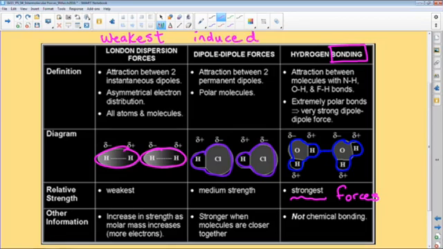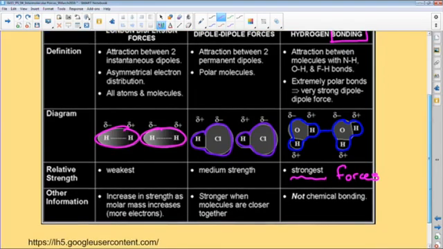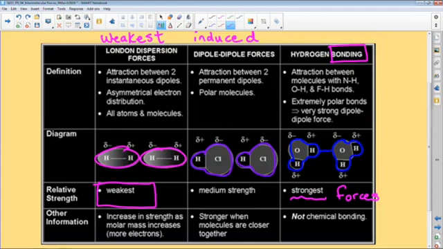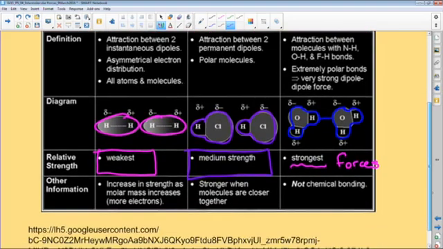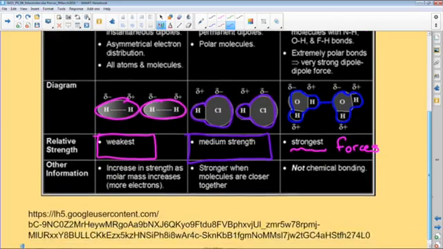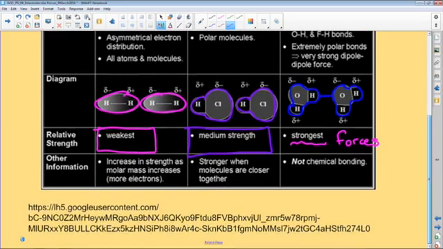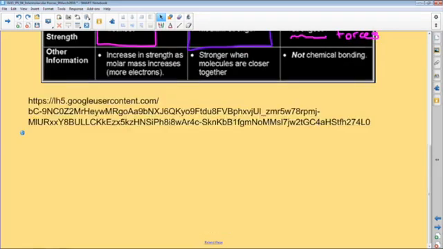So you can see we've got a column here for relative strength. We've got the weakest being London dispersion, our medium strength being our dipole, and the strongest being the hydrogen bonding. Now, there are other things that we need to know, and I want to talk to you about the hydrogen bonds in particular. So I'm going to add this to the page. All right, our hydrogen bonds.